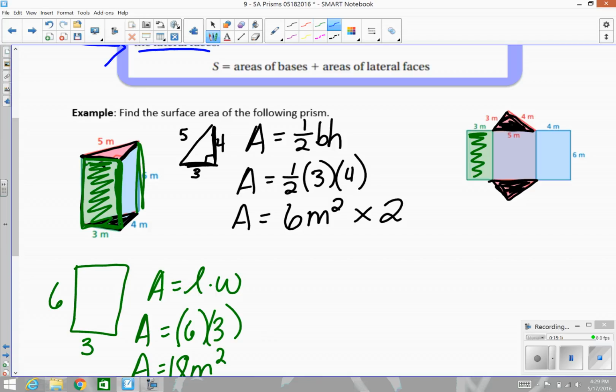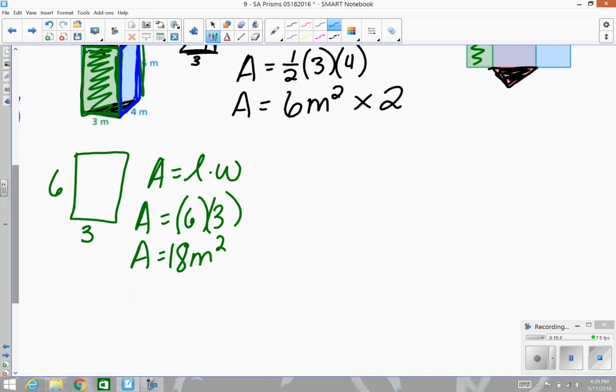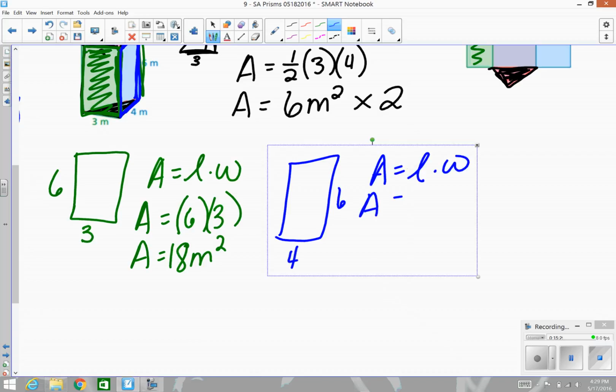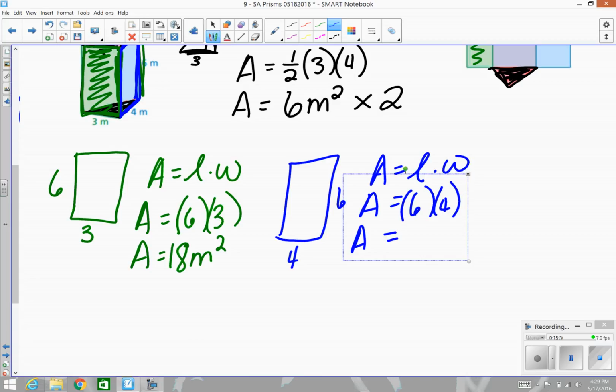Now we can take care of this blue side. It's 4 along this side and 6 along this side. So let me redraw it. 4 and 6, and again, area equals length times width. Area equals 6 times 4. Area equals 24 meters squared.